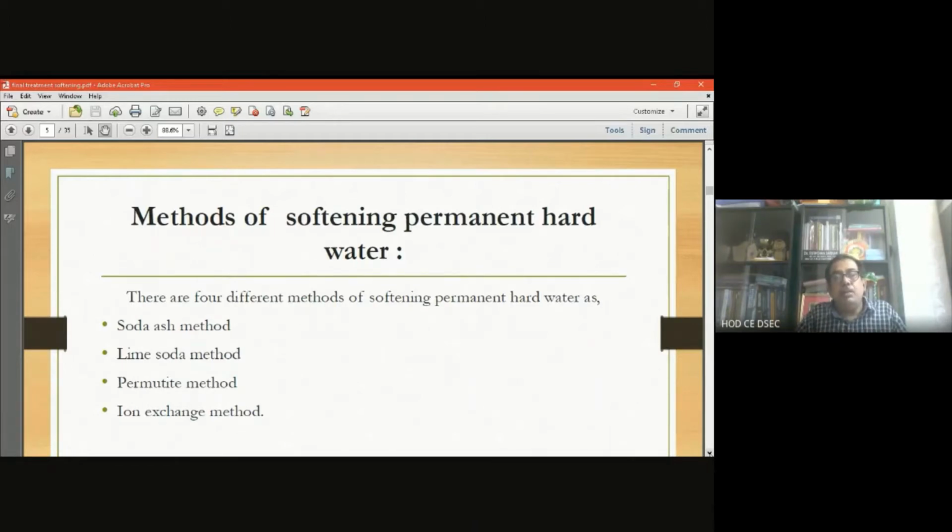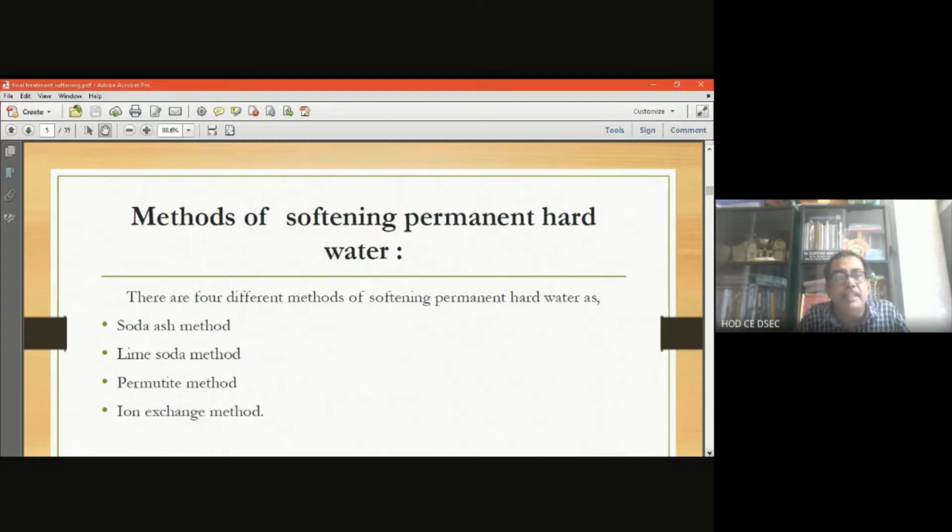But when I talk about the permanent hardness, that is the hardness due to the presence of calcium salts of sulfate, chloride, nitrate, except the bicarbonate ion, the salt ion concentration due to the presence of chloride, sulfate, nitrate, these are called the permanent hardness. These are not simply removed by addition of lime or by simply boiling the water. So what process is followed in removing the permanent hardness?